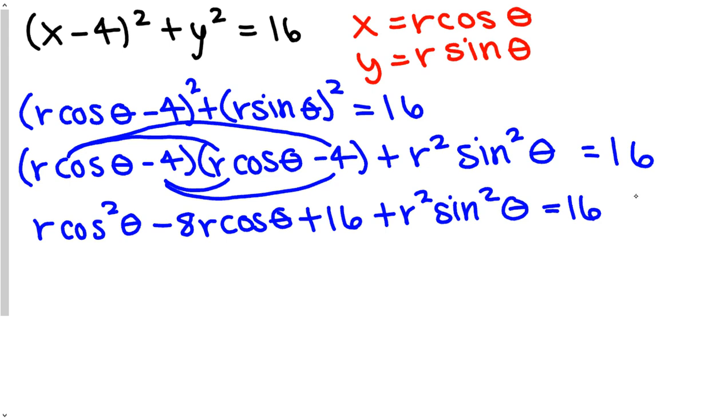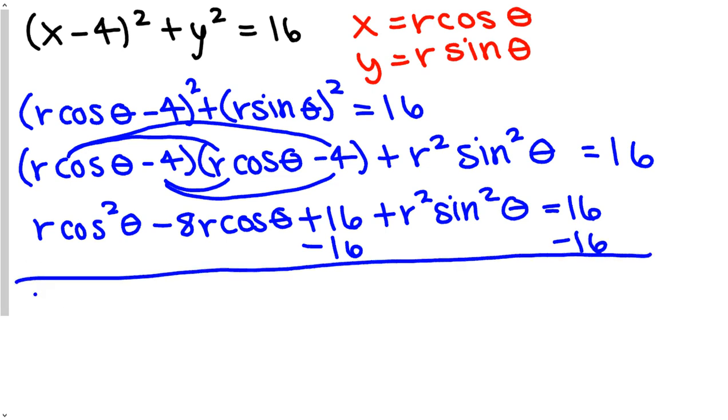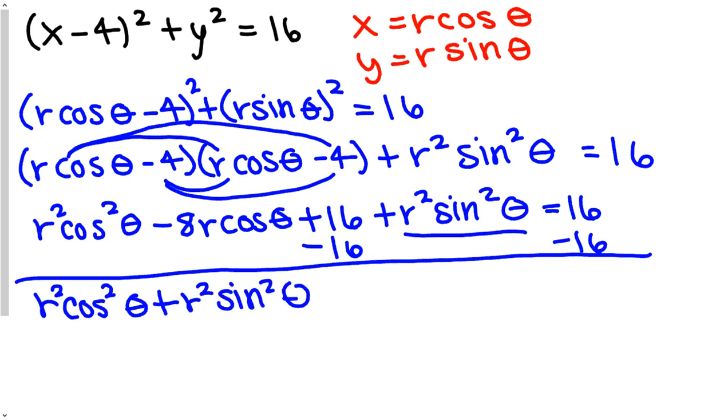I'm going to try to simplify this as much as possible. So I'm going to take that 16 over to the other side, and I'm going to rewrite this a little bit. Oops, I forgot my r squared. I'm going to move this r² sin²θ right next to the r² cos²θ. Remember, we always write pieces with the highest exponent first. And then I have minus 8r cos θ equals 16 minus 16, which is 0.